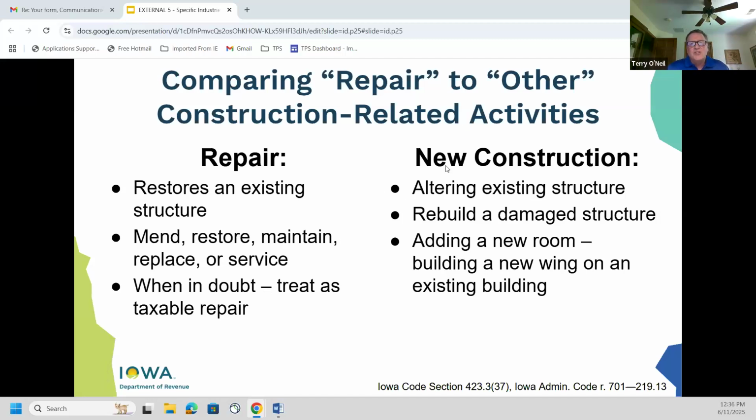New construction work can also be connected to any of these things listed over on the right-hand side of the slide. Altering an existing structure, rebuilding a damaged structure, adding a new room, putting on an addition, those types of things can all be treated as new construction.